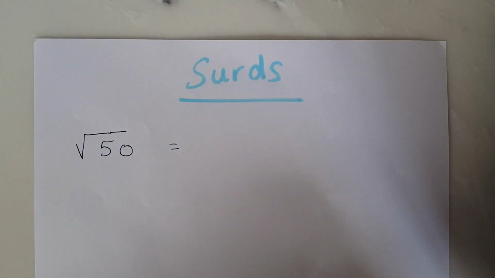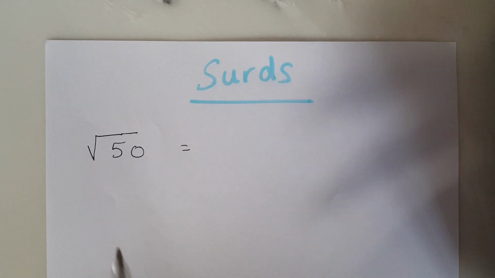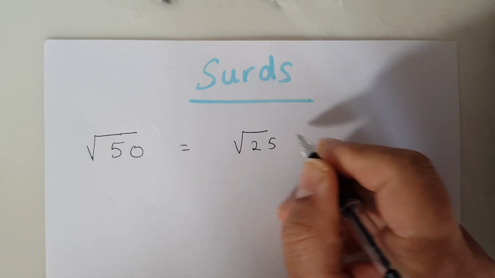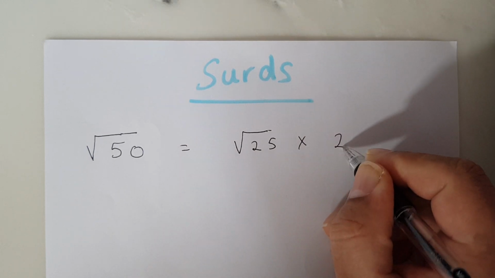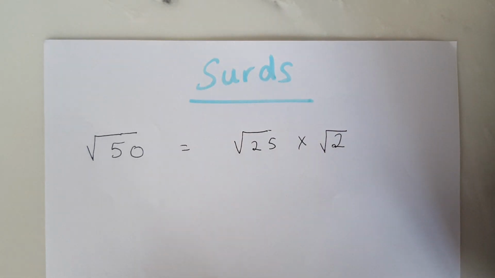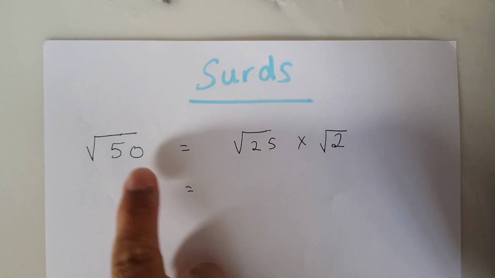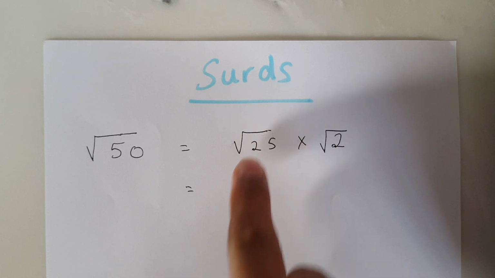Let's do square root of 50. Two numbers to make 50. So we can do 25 times 2. Okay? 25 times 2 to make 50. So two numbers again to make 50, 25 times 2. We can square root that.